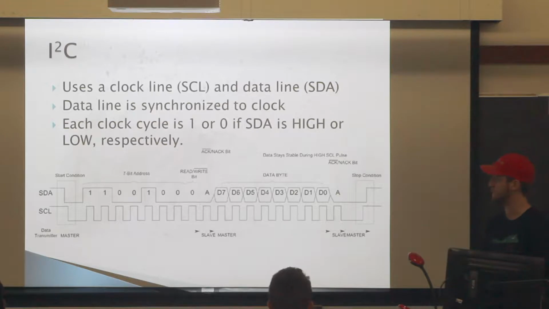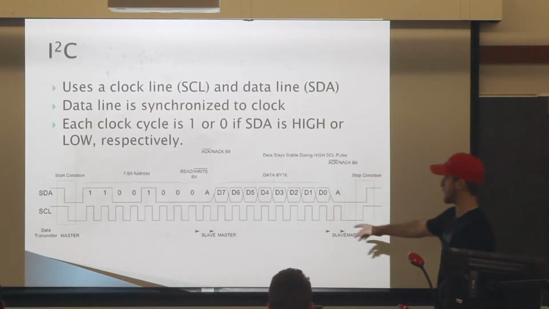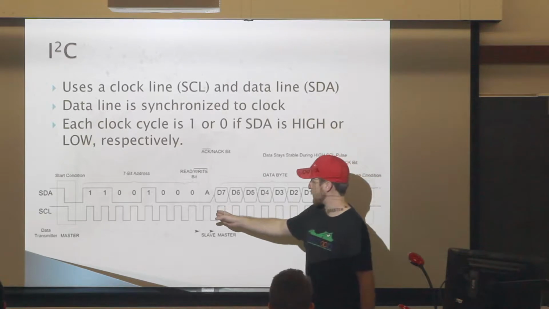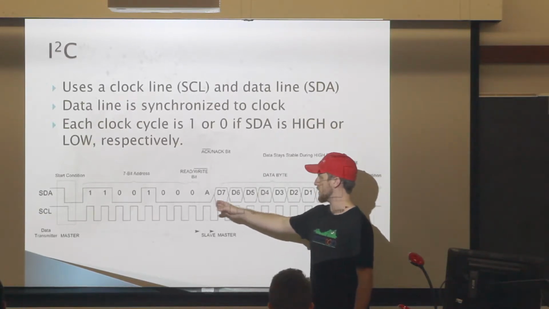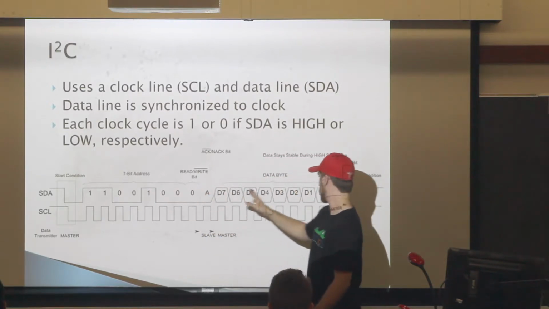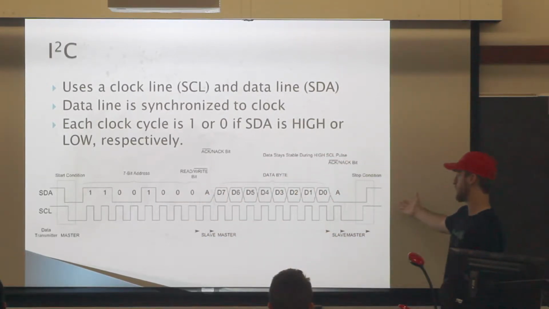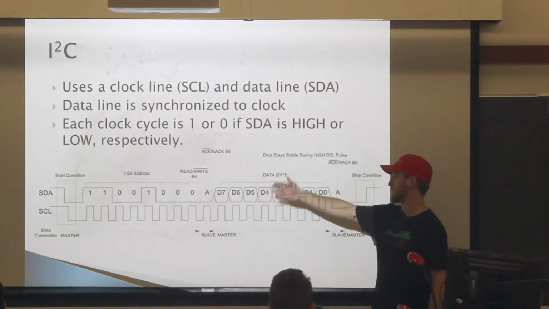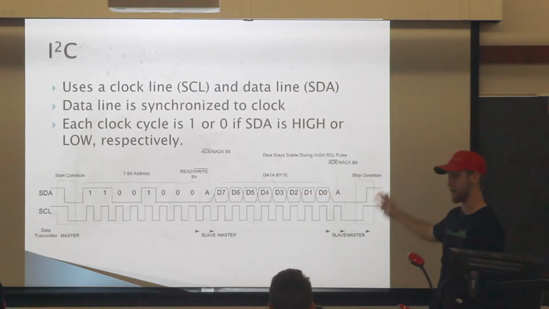You have the clock line and the data line. Basically, the data line is synchronized. If you look at this chart here, you've got this clock line that just goes up and down, high and low. And then on every high spot on the clock, the data is either 1 or 0. Over the course of this, you get a message, and it's built up with a start condition, an address, acknowledge, some data, acknowledge, and stop.